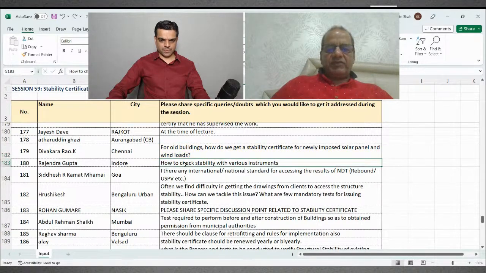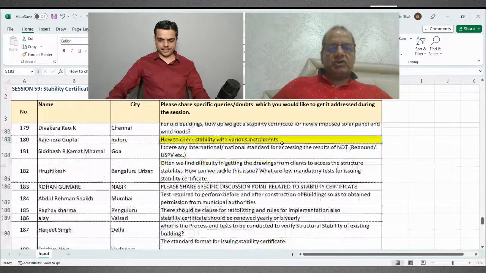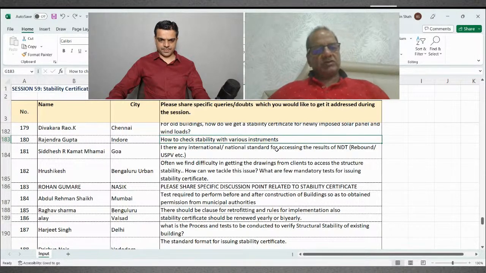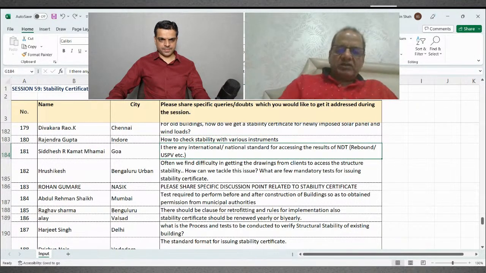How to check stability with various instruments? It's not stability which you are checking with the instruments. You are assessing the strength of the building, the quality of the construction, those things, and then doing the analysis and then doing the certification.